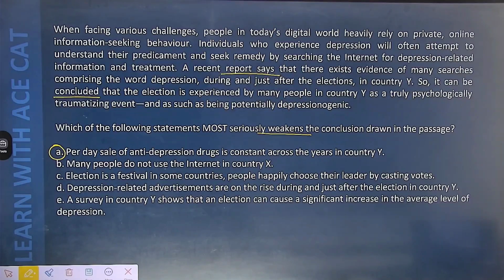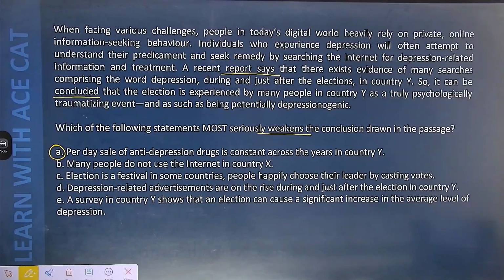Coming on the third one, election is a festival in some countries. People happily choose the leader by casting votes. Even if this is the case in some countries, we are actually concerned about country Y. So I think our discussion has to be related to that only. Coming on the fourth one, depression-related advertisements are on the rise during and just after the election in country Y. The students, if I take the fourth option, it actually strengthens the conclusion.